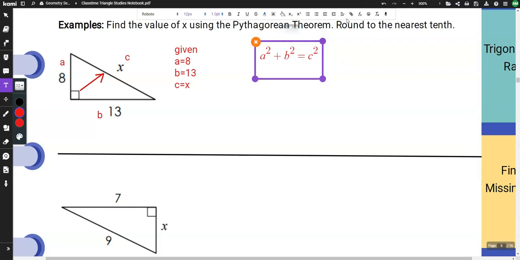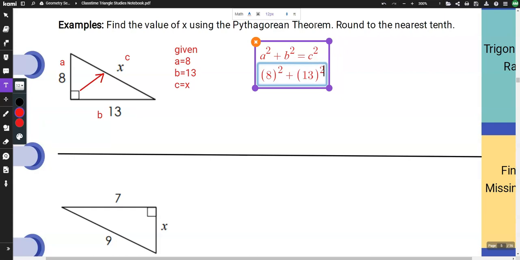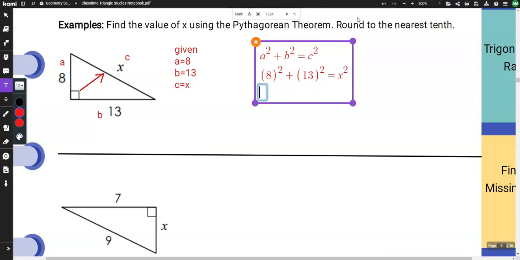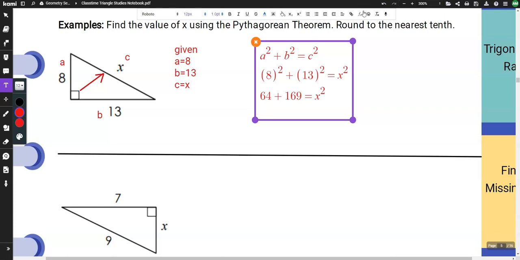All right, so after we write our formula, we are going to do our substitution. So we're going to have 8 squared plus 13 squared, and that is going to be equal to x squared. 8 squared is 64, and 13 squared is 169. So that's going to be equal to x squared. And 64 plus 169 is 233.